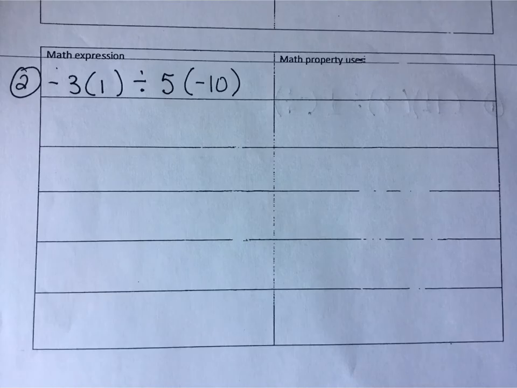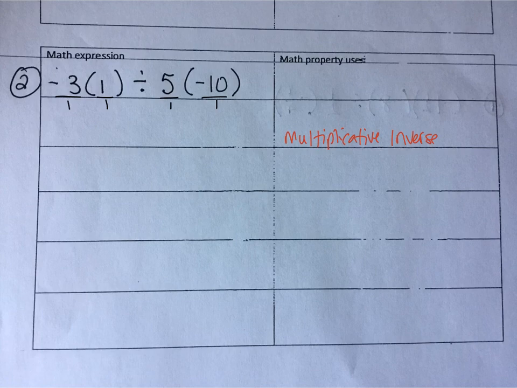Go ahead and pause this video, write down number 2 on your paper, and then when you have number 2 written, resume play. Okay, the first thing we're going to do is put everything over 1. Okay, now I want you guys to go ahead and do the multiplicative inverse on your own. So if you could do me a favor, pause this video and then resume play when you have it written down.